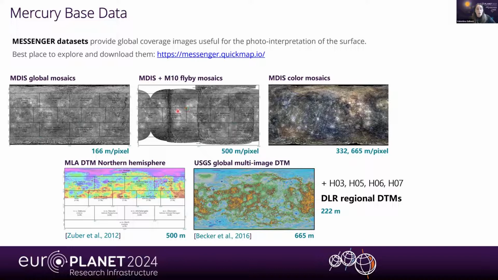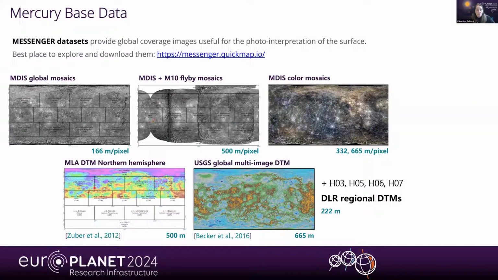mosaic, and all base maps are useful because they all provide different illumination conditions and different incidence angles. So resolution is not always the only value we care about. We also have color mosaics, as you have seen so far, and DTMs, of course. We have DTMs produced via laser altimeter data.